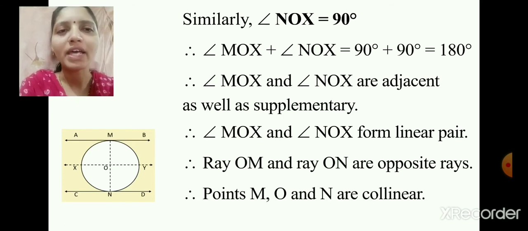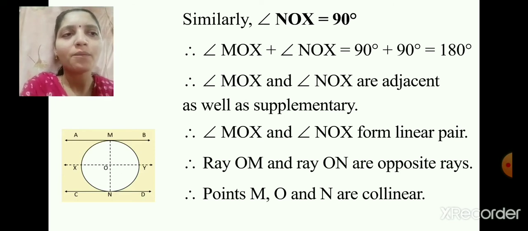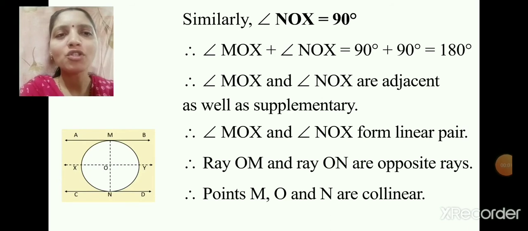Therefore, we can say that points M, O and N are collinear. Now here we have shown that points M, O, N are collinear. That means they are on the same line, and we have to find the distance between the two parallel tangents. That means the distance between tangent AB and tangent CD, which is nothing but the length of segment MN.